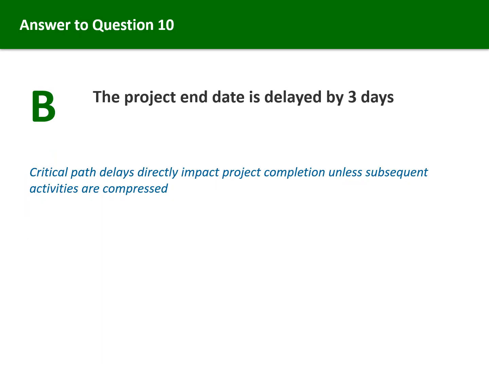Since critical path activities have zero float, any delay directly impacts the project end date. A 3-day delay on the critical path means the project will be delayed by 3 days unless corrective action is taken. Options for recovery include crashing, which adds resources at higher cost, or fast tracking, which runs activities in parallel at higher risk. These are important concepts for schedule compression questions.